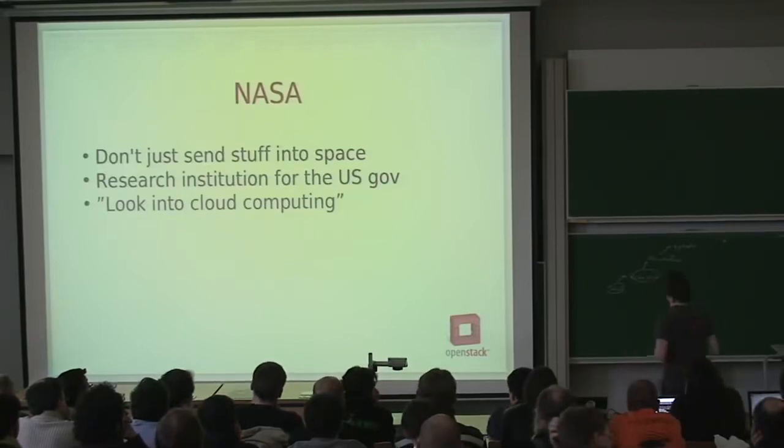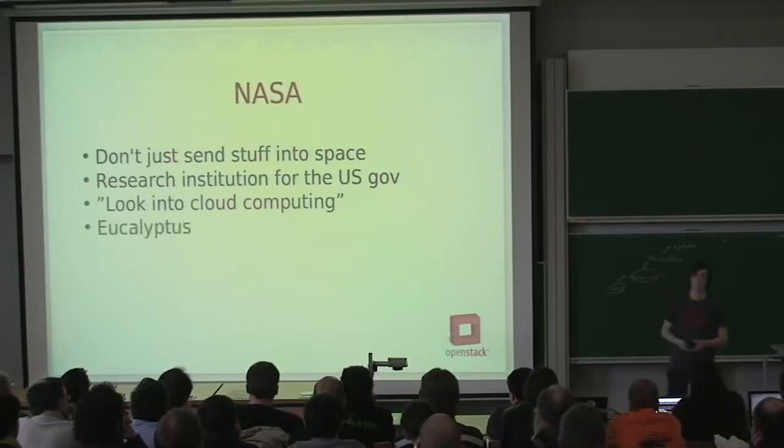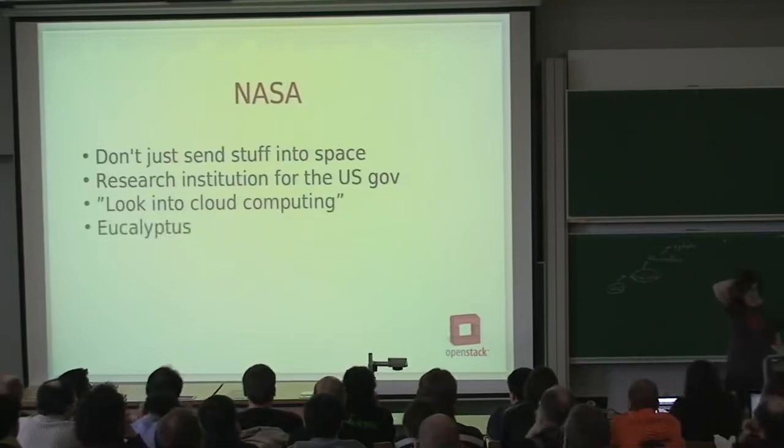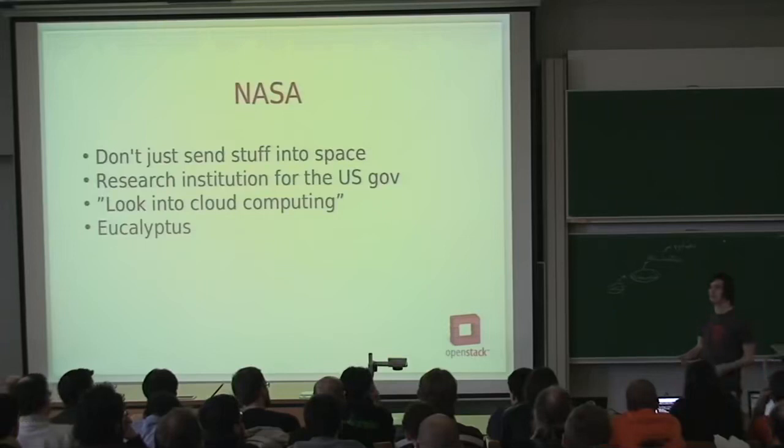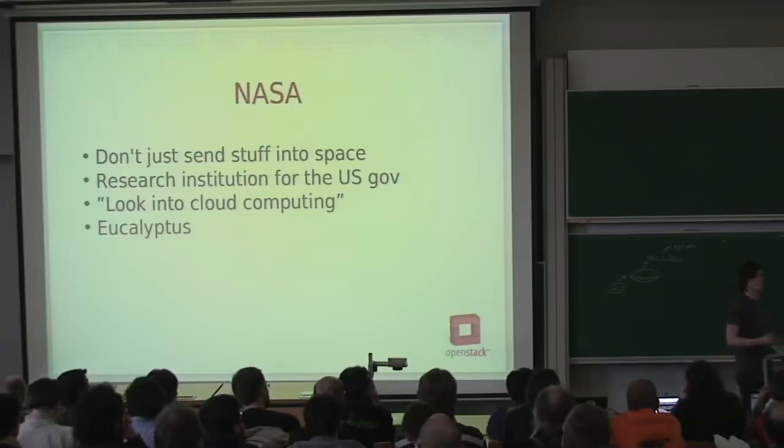And the way they did that back then was using something called Eucalyptus. Eucalyptus is a software project that started at the University of California in Santa Barbara, where a research group basically sat down and, I mean, this was very early on, before anyone really had defined what is cloud computing, what's it all about. It was all very cloudy.